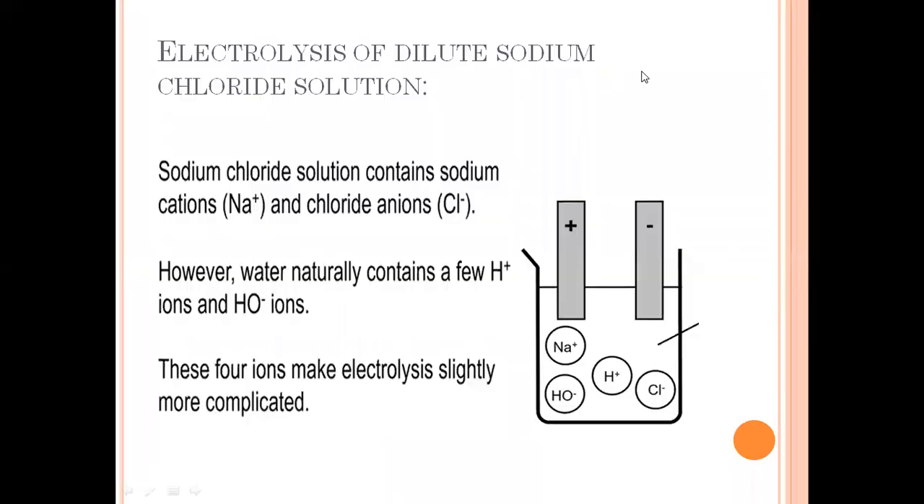So let me check what happened in the solution of sodium chloride, which is dilute. Dilute means a very small amount of sodium chloride is present in this solution. So here is our electrolytic cell where sodium and chloride ions are present in this solution. H positive and OH negative ions are also present in this solution. So there are four ions: sodium ion, hydrogen ion, chloride ion, and hydroxide ion.